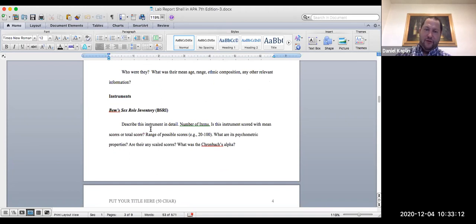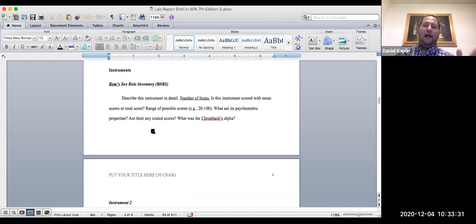Then you have your instrument section. Notice instrument is a level 2 heading, and it's a level 2 heading because it's a subsection of the method. Well, we're going to further divide our method section based on the instruments. We're going to describe our instruments, right? And a level 3 heading is bold, left aligned, italicized, and on its own line. That is a change in the APA 7th edition.